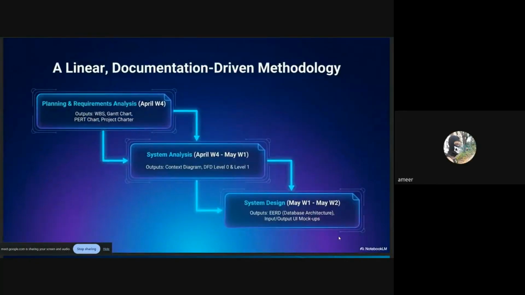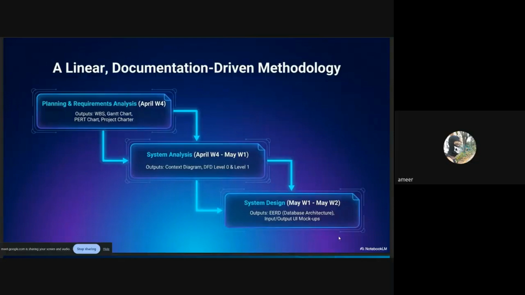Thank you, Ari. For this project, we adopted a linear documentation-driven methodology divided into three distinct phases. The first one is planning and requirements analysis, which took place in April, week 4. The outputs of this phase include the work breakdown structure, Gantt chart, PERT chart, and the project charter. And secondly, system analysis, spanning from April week 4 to May week 1.